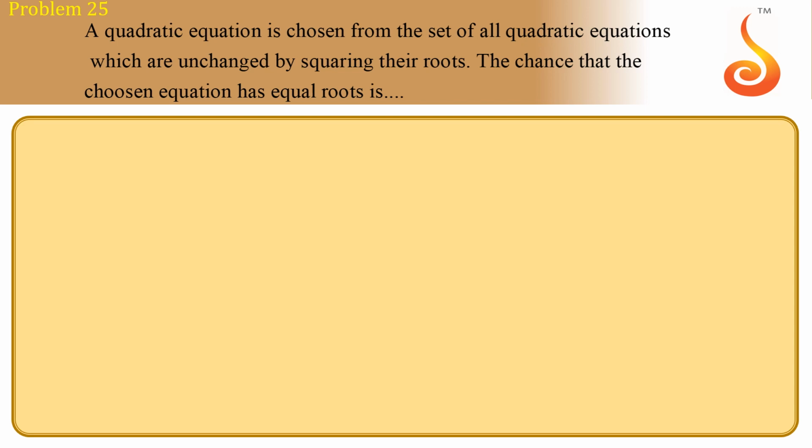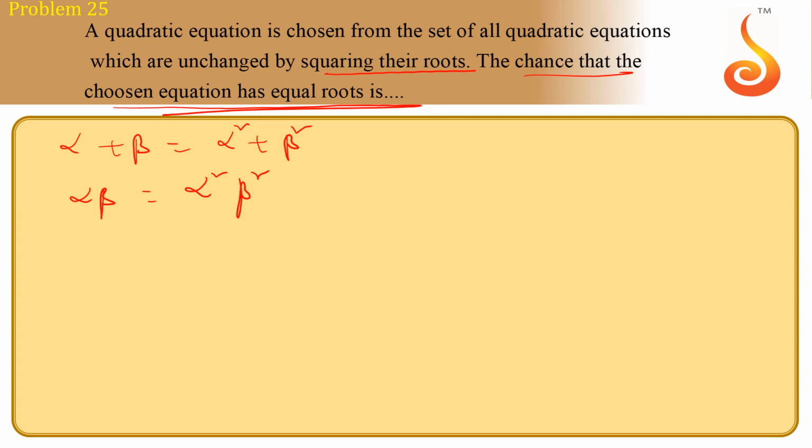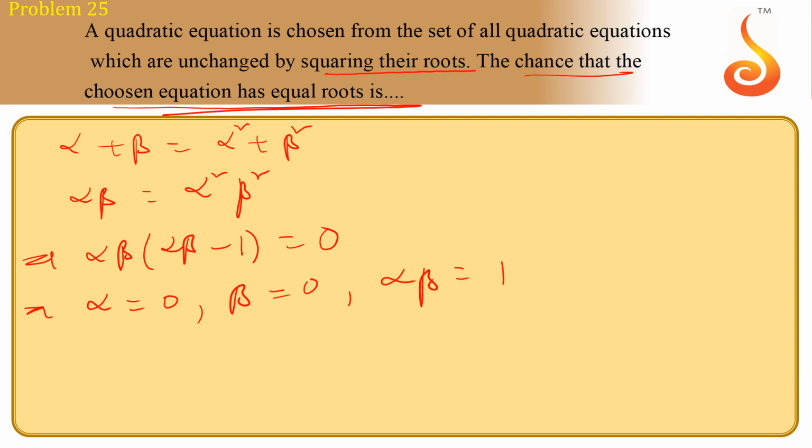Okay, next problem. A quadratic equation is chosen from the set of all quadratic equations which are unchanged by squaring their roots. So the chance that the chosen equation has equal roots. Okay. Now this is the condition given. So by the second equation, if you take alpha beta common, alpha beta minus 1 equal to 0. So either alpha equal to 0, beta equal to 0, or alpha beta equal to 1.